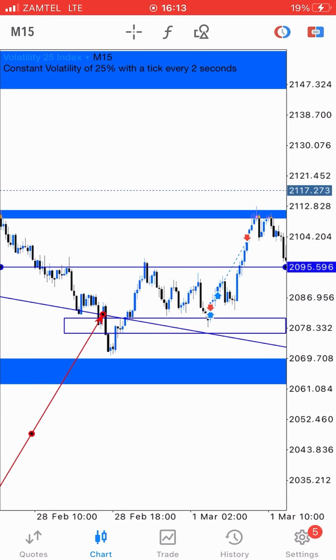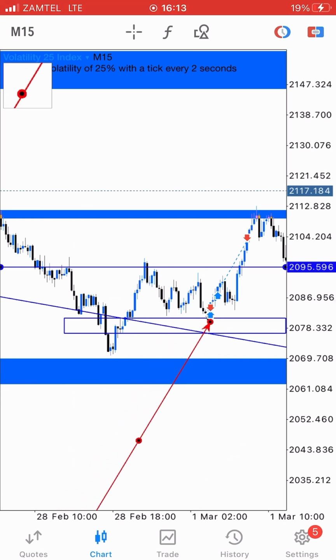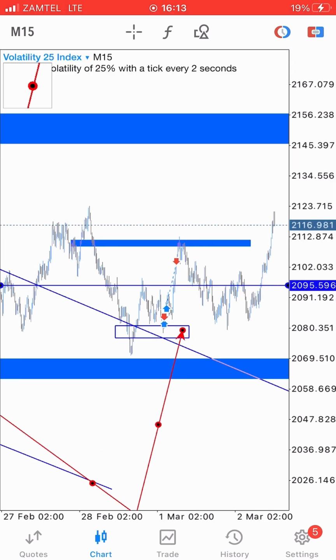As you can see, the market just came, tapped in, and then it shot all the way up, and this is where my entries were. You can see in 15 minutes time frame. So this is a very simple but powerful strategy that you can use, right?